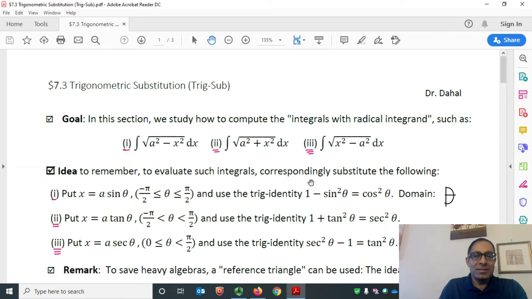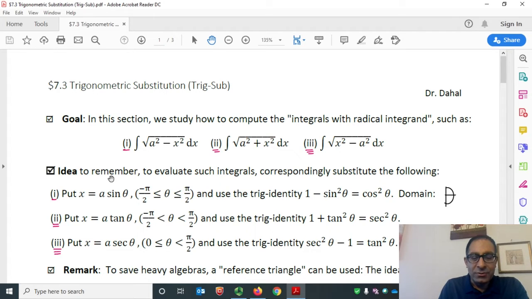So our goal in this section is to explore how to compute integrals with a radical integrand, such as the integral of radical a square minus x square, the integral of radical a square plus x square, and third, the integral of radical x square minus a square. For each of these integrals we have a different idea.